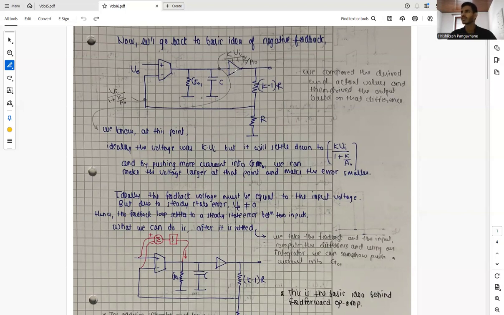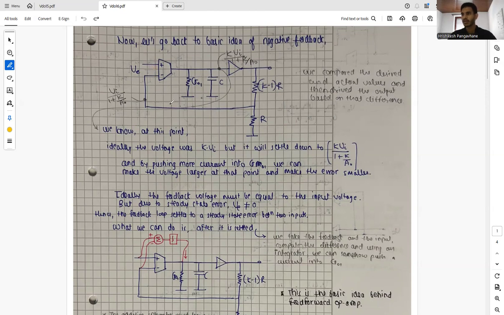If we make that voltage even higher, we can make the steady state error smaller. Ideally the feedback voltage must be equal to the input voltage, and VE should be 0, but due to steady state error VE is not equal to 0. Hence the feedback loop settles to a steady state error between two inputs.